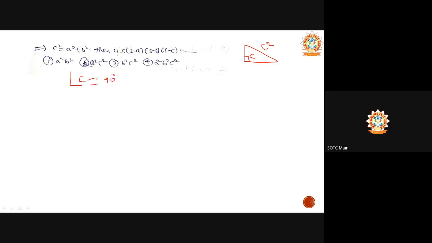So what they are asking, 4s into s minus a into s minus b into s minus c. So if you see, it will come what? 4 into, this is s into s minus a into s minus b into s minus c, we can write as delta square. Yes or no? Yes, sir.